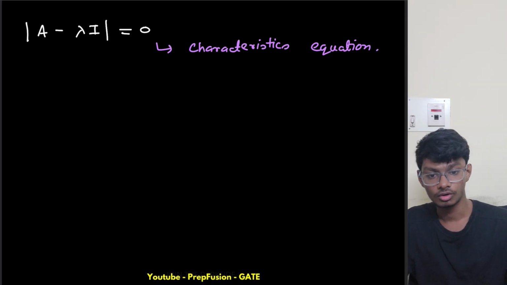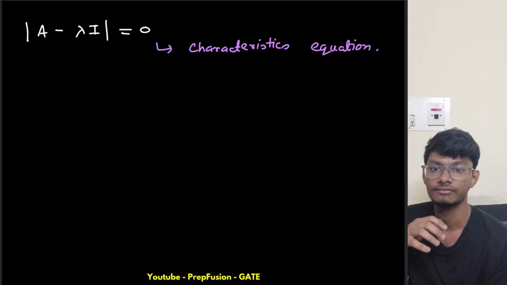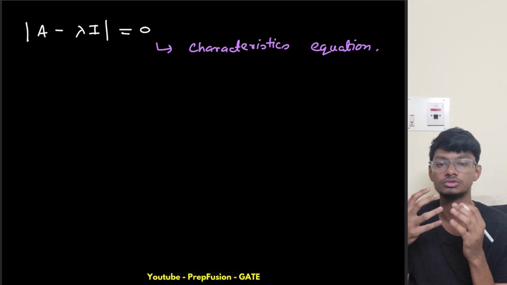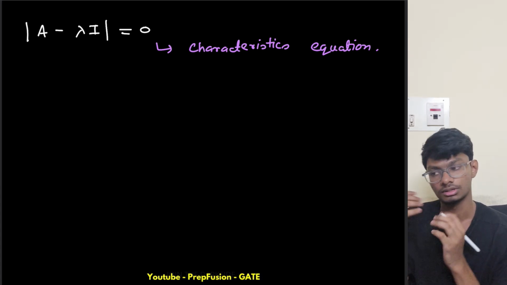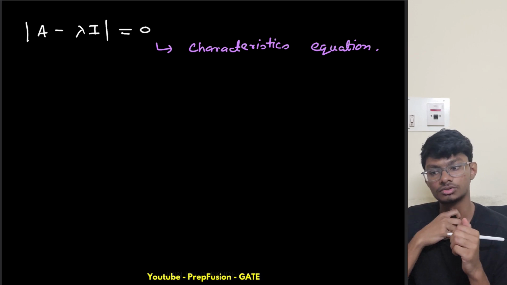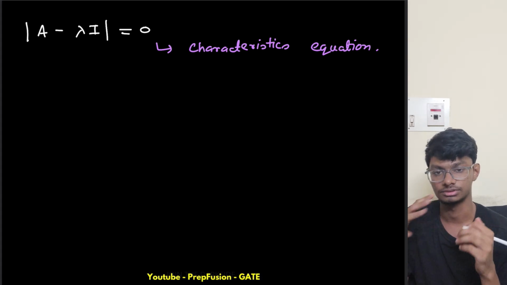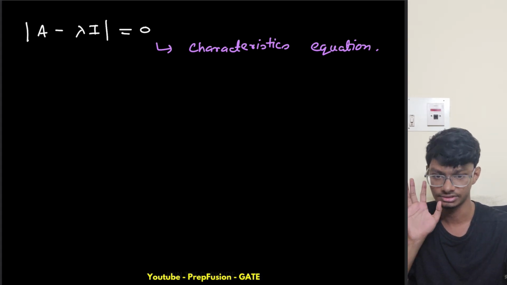Why? Because with the help of this equation I can find the eigenvalues and eigenvectors. Also with the help of this equation I can find the poles of the system, and the denominator of the transfer function is this equation only. So when we study control systems more in depth, we will understand. This is known as the characteristic equation.